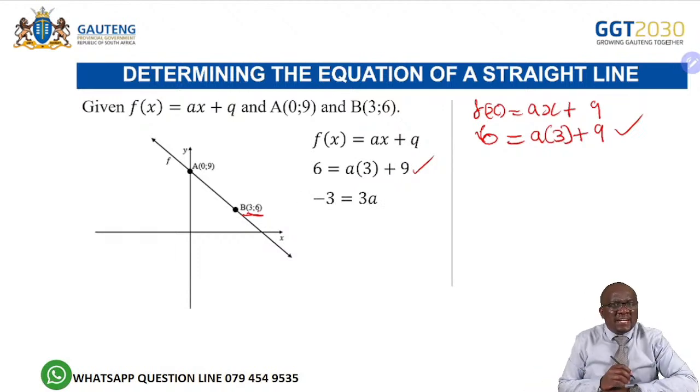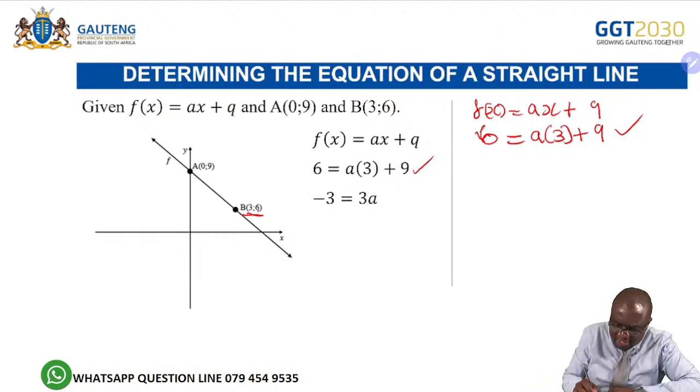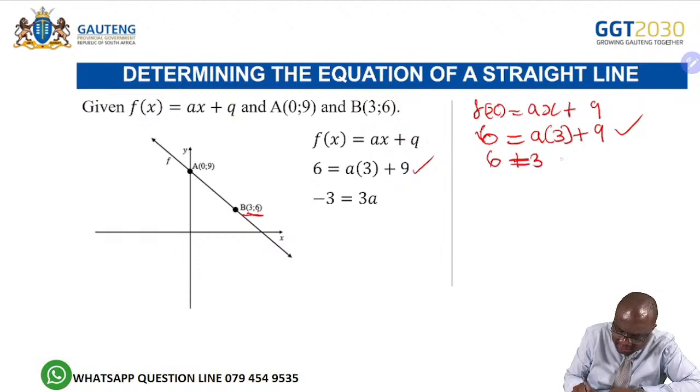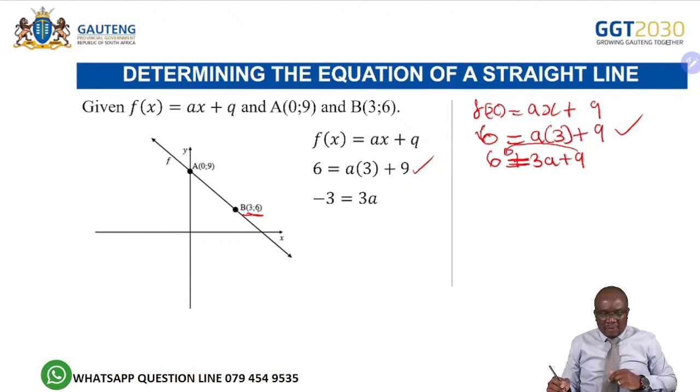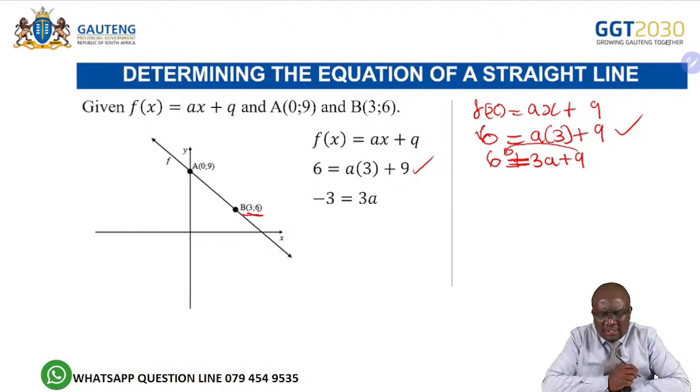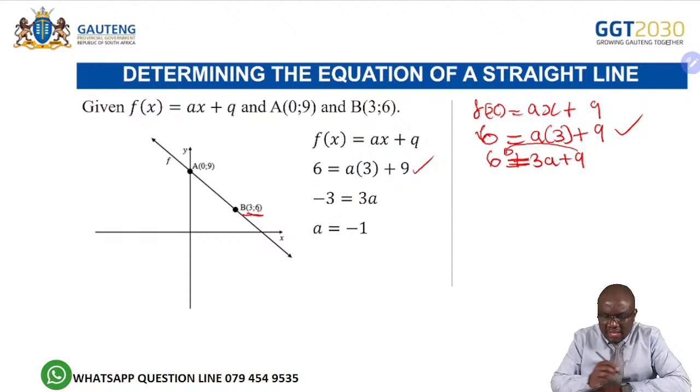How did I get my negative 3? Because I said 6 is equals to 3a plus 9. Then you transpose the 9, it comes this side, becomes 6 minus 9. And 6 minus 9 is negative 3. Okay? And then what do we do to get a? We divide both sides by 3. And then what do we get? We get negative 1. So our a is negative 1.